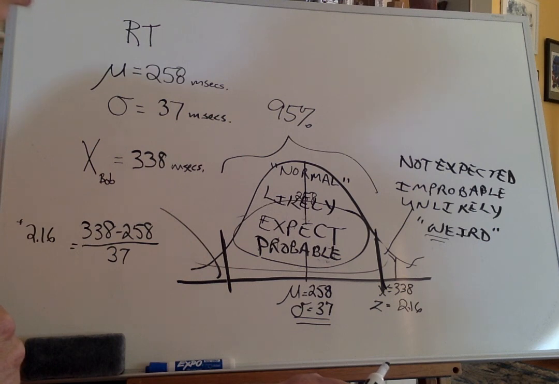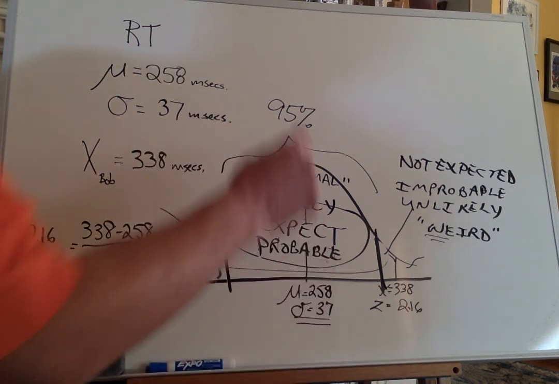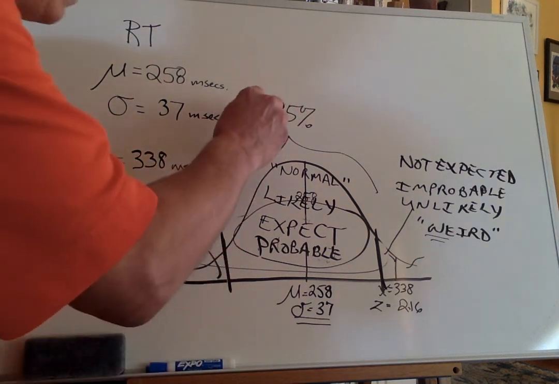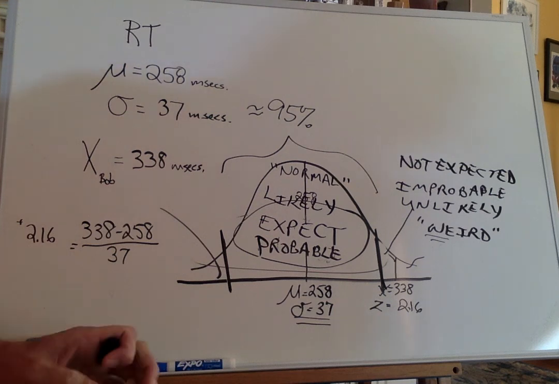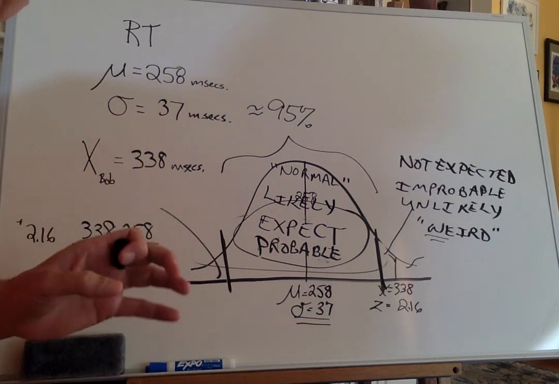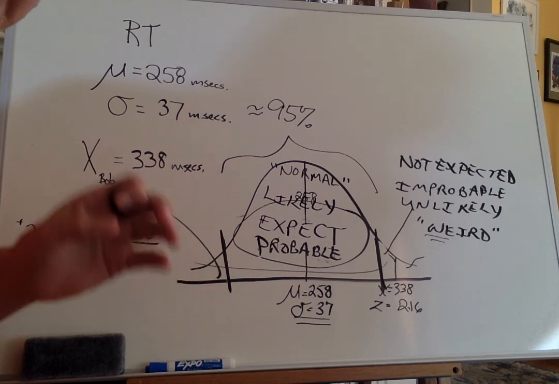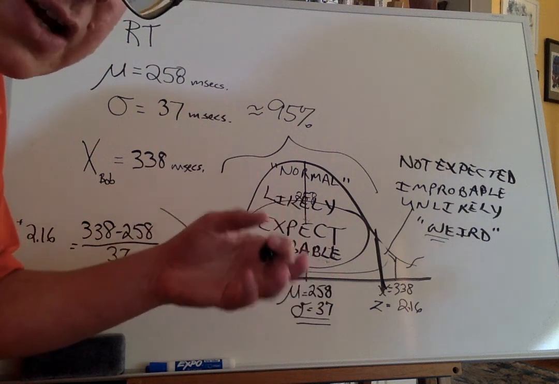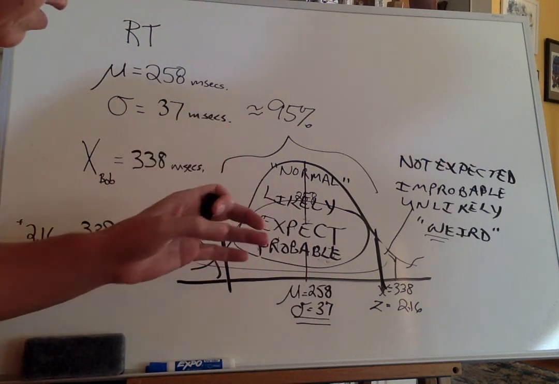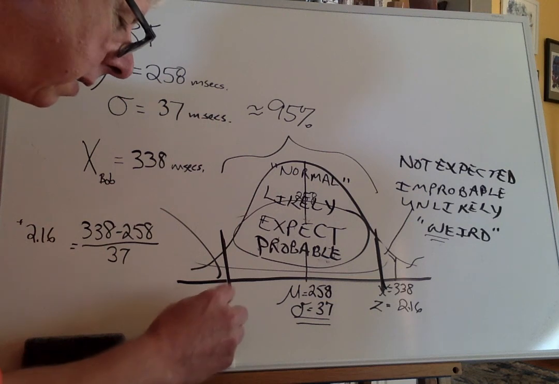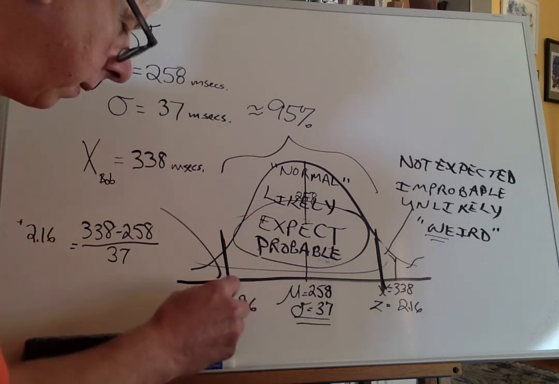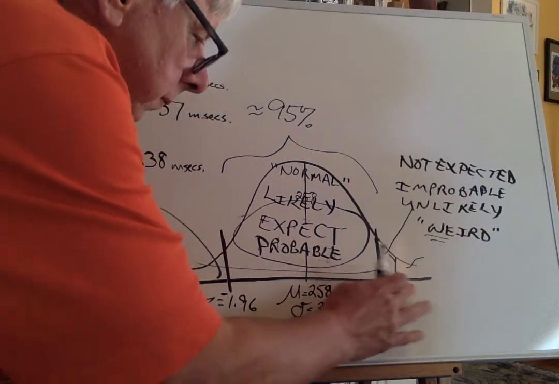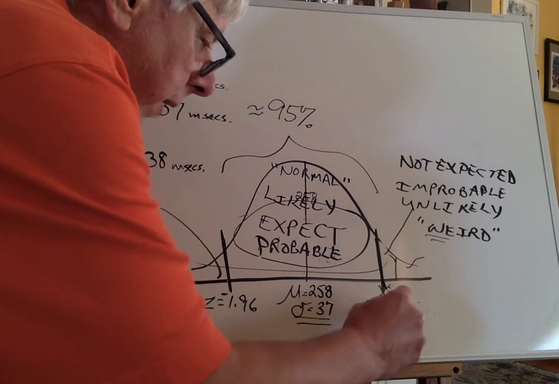Now, we've talked about this 95%. We said that 2 standard deviations is about 95%. We're going to get more exact with that. It's good to think about the middle 95% as being about 2 standard deviations. But the 95% is actually defined by a z-score of minus 1.96 and plus 1.96.